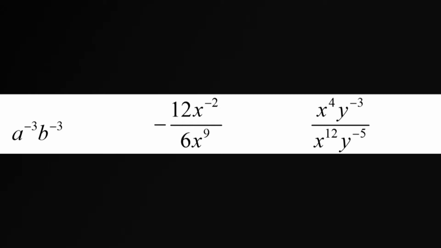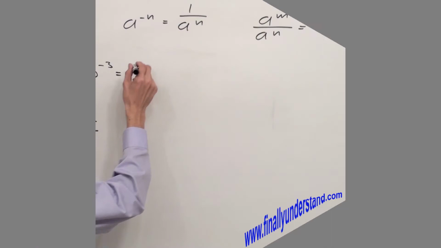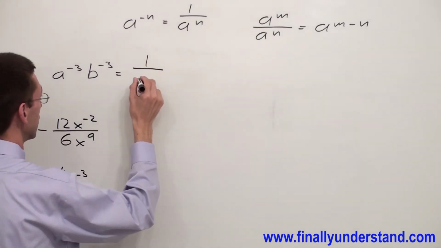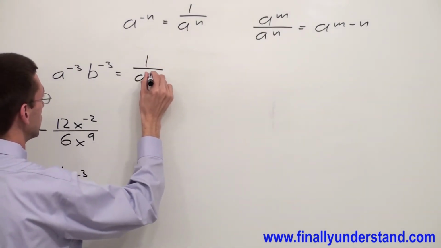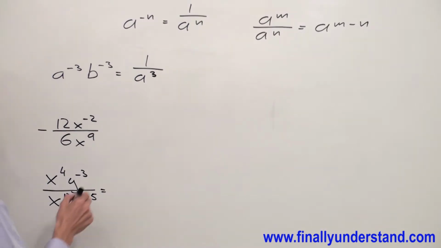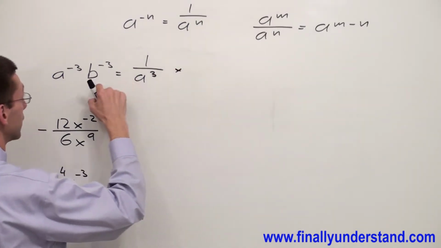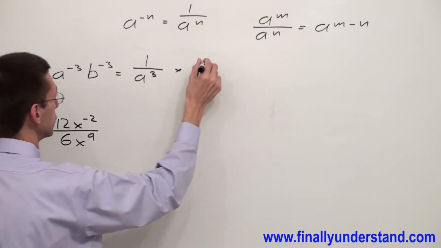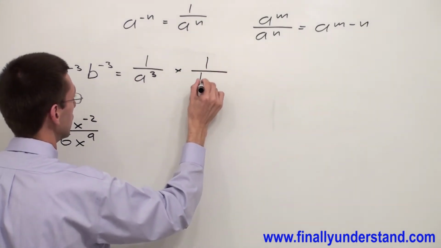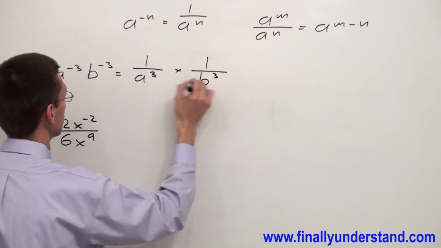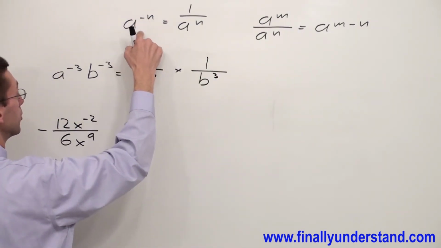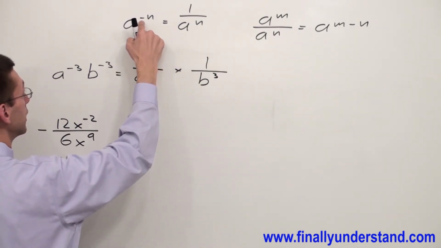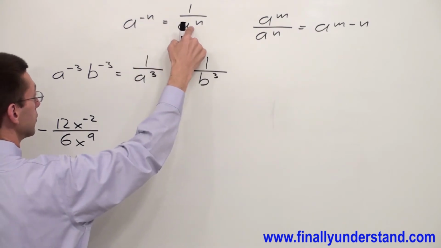a to negative 3. We said anytime we want to convert a negative exponent to positive, we have to write the reciprocal. So I'm going to have a to the third in the denominator, times, again I'm going to apply this rule, I have b to negative 3. That's why I'm going to write 1 over b to the third. I have to find the reciprocal of the variable and change this negative sign to positive, okay?